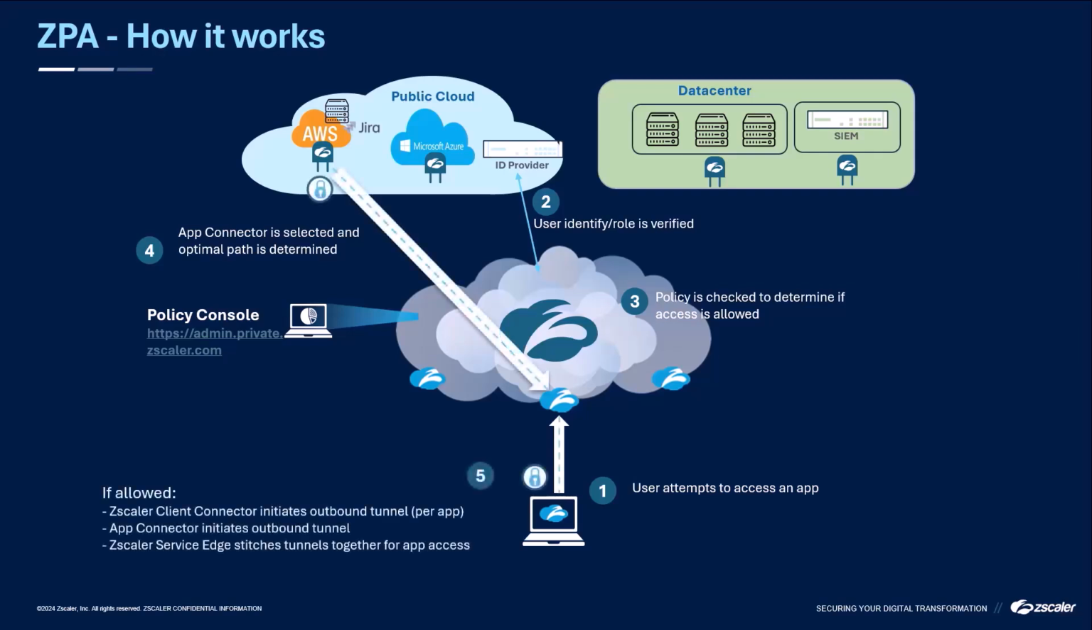If the connection is allowed, then Zscaler client connector initiates an outbound tunnel, which is a per application tunnel. The app connector initiates an outbound tunnel towards the Zero Trust Exchange, and then the Zscaler Service Edge stitches both the tunnels together so that the user gets access to the application.